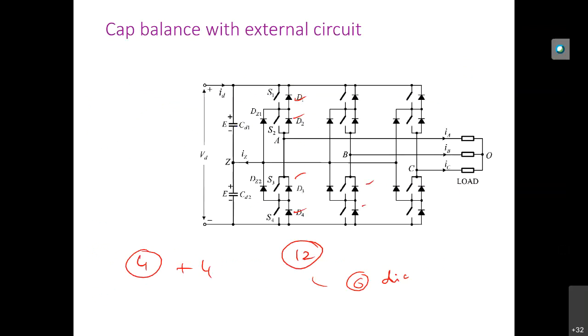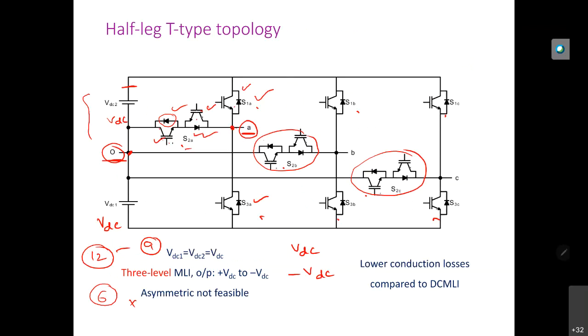In this case, these two switches are conducting if you want VDC voltage. Whereas here only one switch is conducting for VDC voltage. That means the losses are also reduced. At any time, only one switch is conducting.